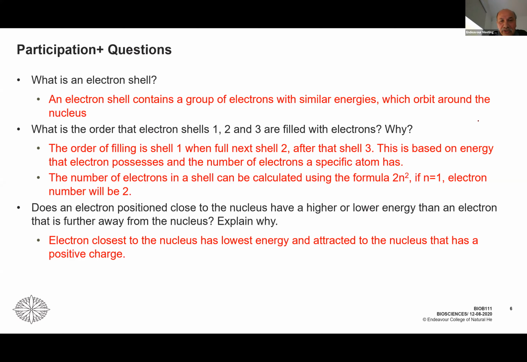The number of electrons in a shell can be calculated using the formula 2n squared. I have explained that. Are you okay with that? Does an electron positioned close to the nucleus have higher or lower energy? The electron closest to the nucleus is going to have the lowest energy, and the farthest away from the nucleus is going to have the highest energy.